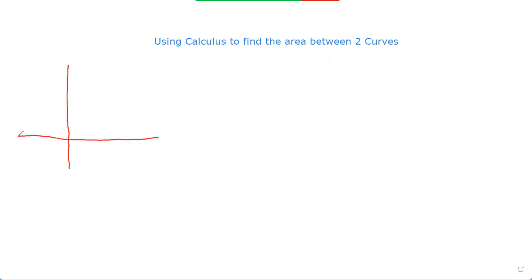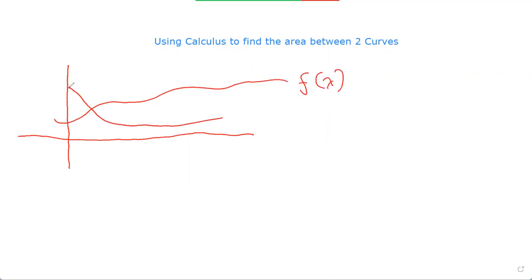Say we have two curves, f of x and g of x. So f of x is something like this. This is f of x, and g of x is like this. This is g of x. And this point is A on the x-axis, and this point is B. They're asking us to find the area of the shaded region. So this part which I'm drawing lines in, this is the shaded region.